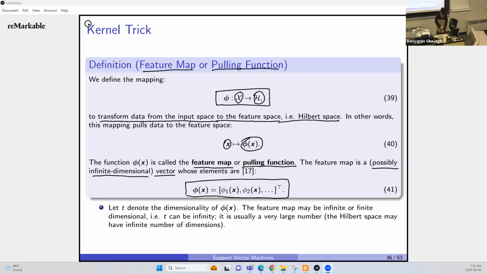Let T denote the dimensionality of phi of X, where T might be infinite. The feature map may be finite or infinite dimensional. That is, T can be infinity. It is usually a very large number. The Hilbert space may have an infinite number of dimensions. I talked about that already.